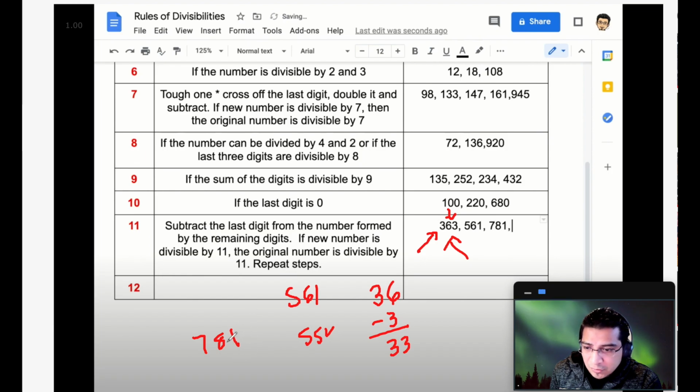781. Subtract the 1 from 78. That's 77. Well, that's 11 times 7, 77. So that's a really good trick, right? So let me show you another example so you guys can see.